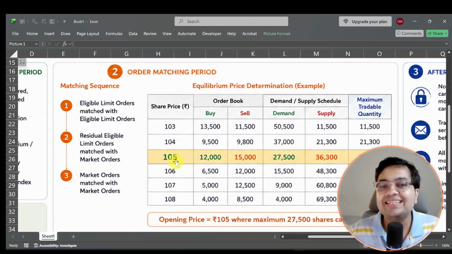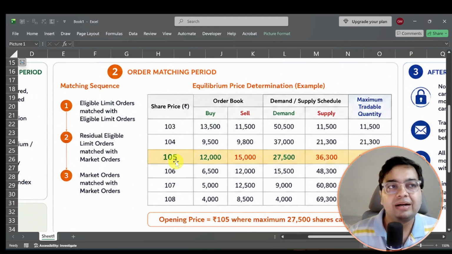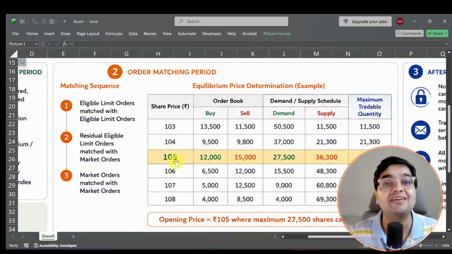So this eliminates, or at least we can say reduces, the market manipulation. So imagine a cartel or a small group of people who want to manipulate and try to do the first trade at an abnormal price, giving a wrong picture of the stock. That part can be eliminated because they will necessarily have to have a very high demand or supply at that specific price point. So I hope you are clear with the equilibrium price determination and how the open price is calculated.